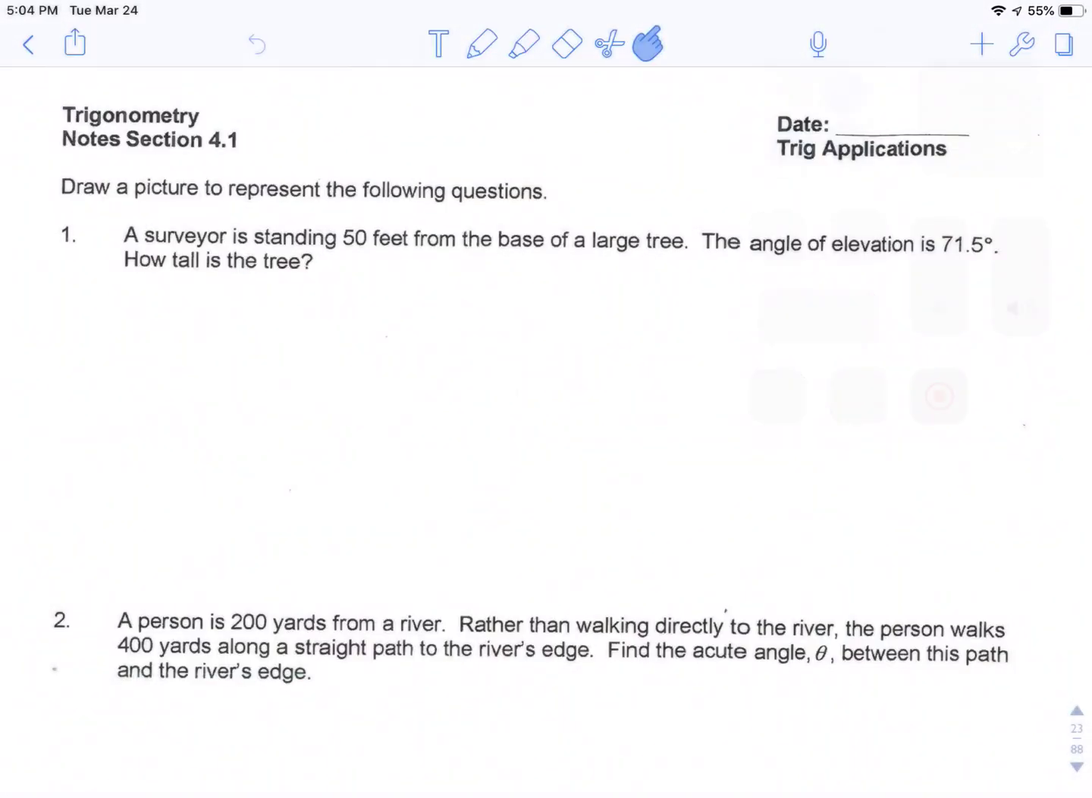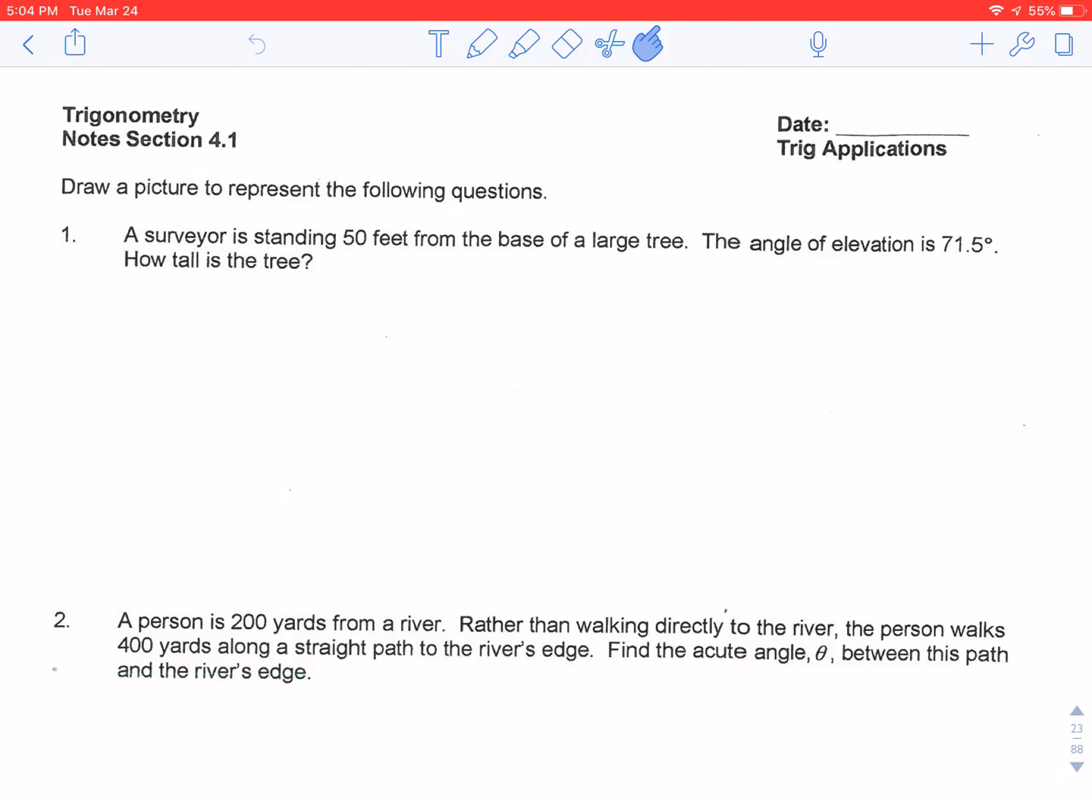This video is going to go over some application problems on page 14 of your packet, and we're going to use SOHCAHTOA and our calculators to help us answer the question. So the goal is to draw a picture. So we're going to draw a picture to represent this first problem.